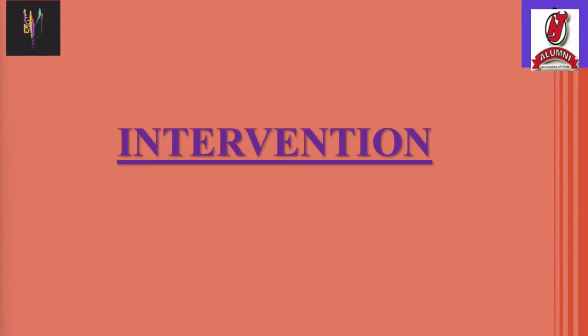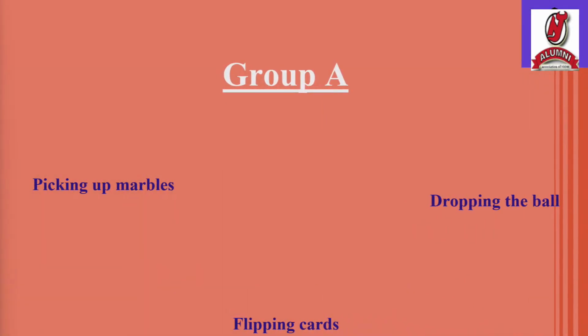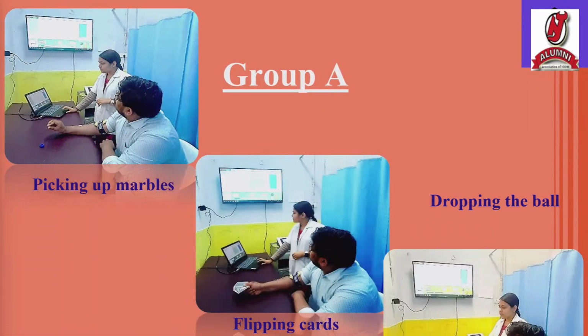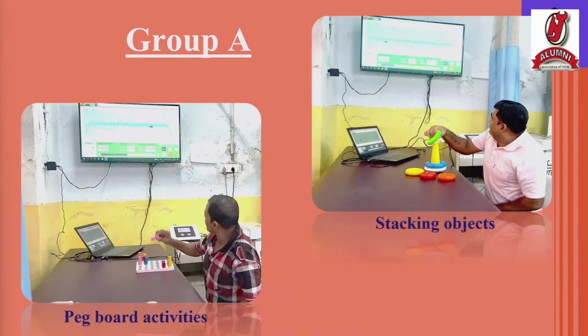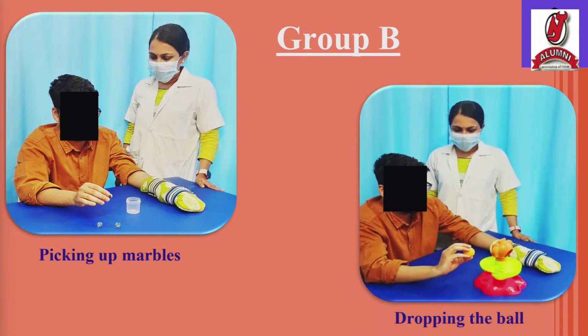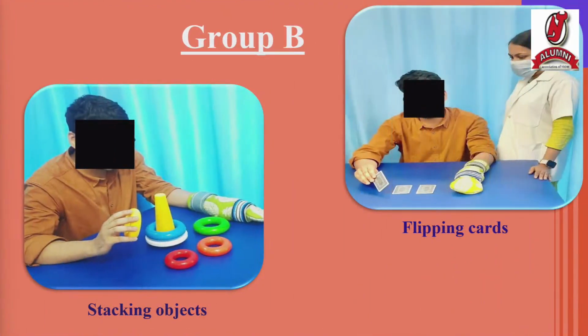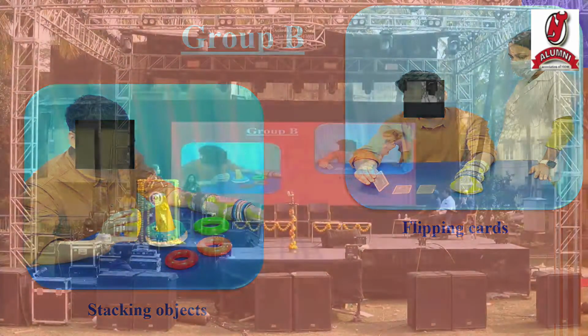These are the tasks patients performed during their EMG session, like picking up marbles, stacking objects, and pegboard activities. Similar tasks were performed during their CIMT session, and the unaffected hand was restricted by an oven mitt for 3 hours, and repetitive task practice was done by the patient.